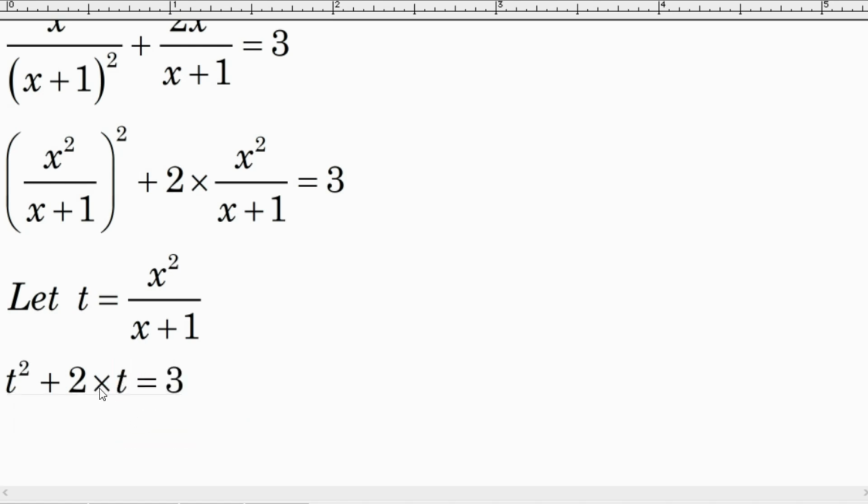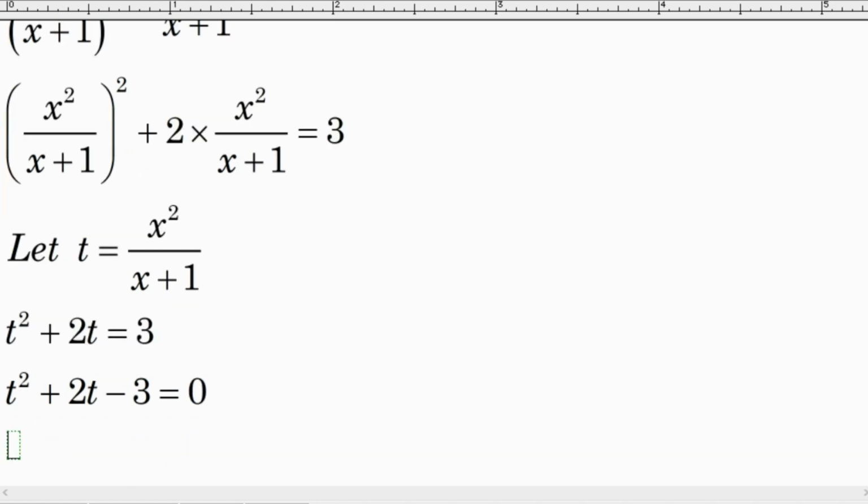2 times t, which is 2t, okay? Alright, then now we have to solve a new equation, which is t squared plus 2t minus 3 equal to 0. Okay, so now we are going to find the values of t. So I will be solving this quadratic equation by factorizing. So it could be written as (t minus 1) times (t plus 3) equal to 0, okay?